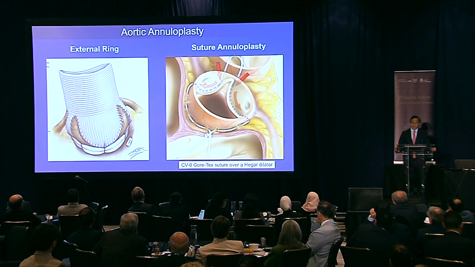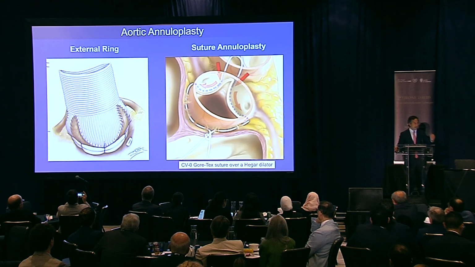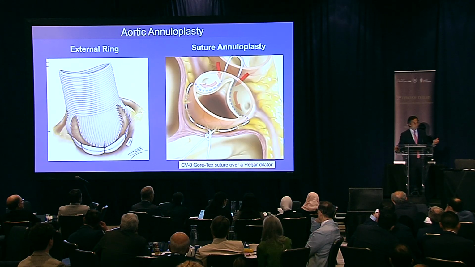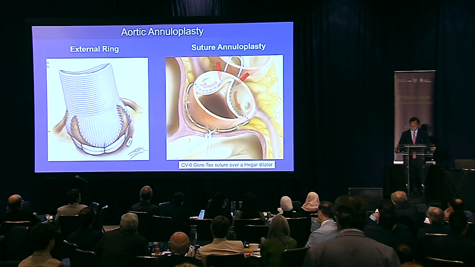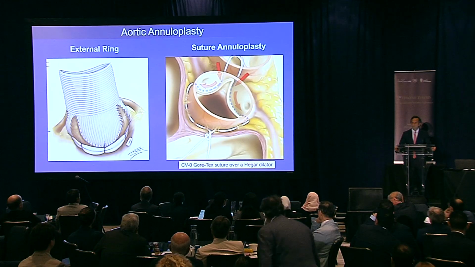There are 2 ways that have been well described that I think each has its own merits. The external ring annuloplasty, in my opinion, is the most robust way of treating the annular dilatation. I call it a mini David procedure. It's exactly as if you're doing a reimplantation, except instead of having the long tube, you only have about 3 or 4 rings.